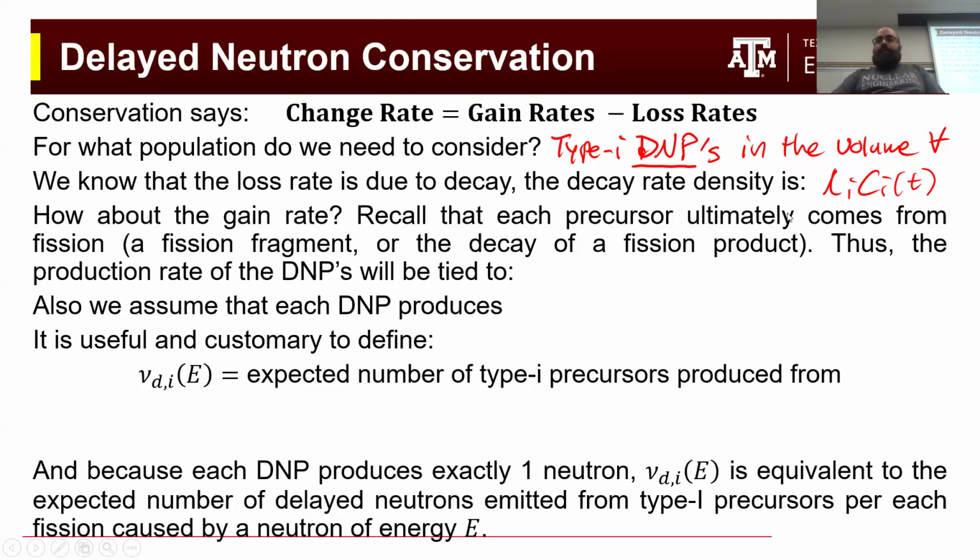And then for the gain rate, we need to think about how they come about in the first place. Ultimately, they come about from fission. So the production rate is going to be something that looks like a fission production term. It's going to be tied to the fission rate density.